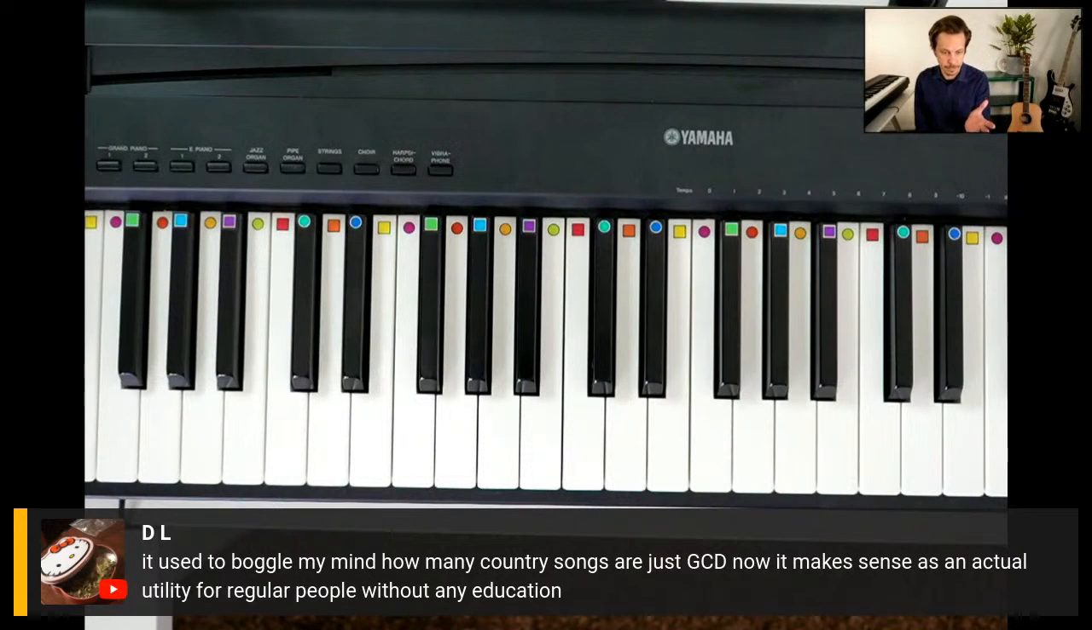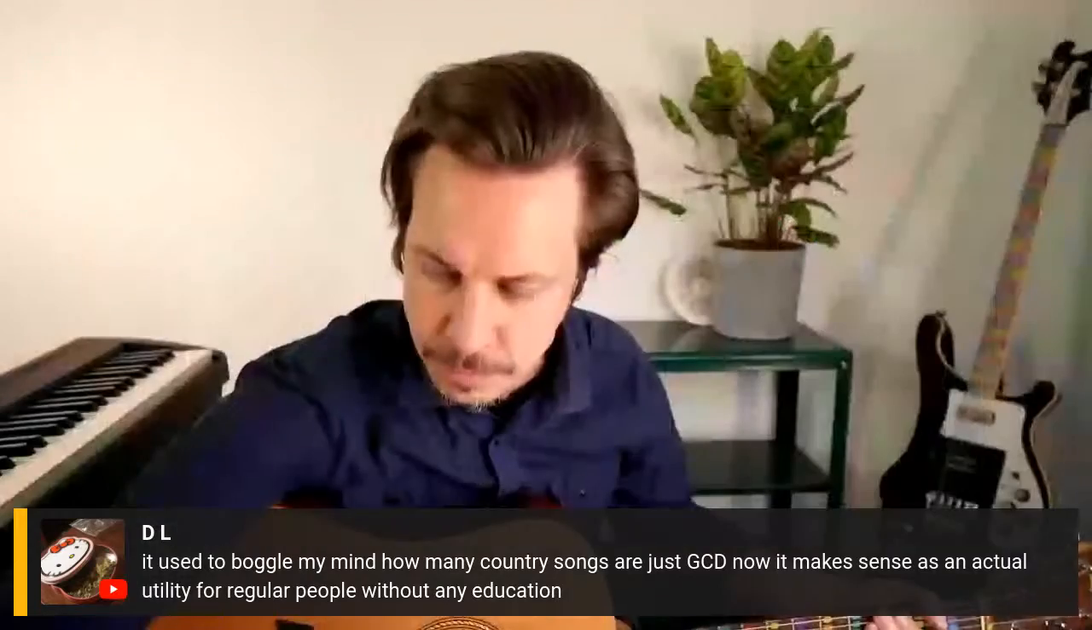DL, let's see. Sorry, I'm jumping into your question. It used to boggle my mind how many country songs are just G, C, D. Now it makes sense as an actual utility for regular people without any education. So well said. Exactly.